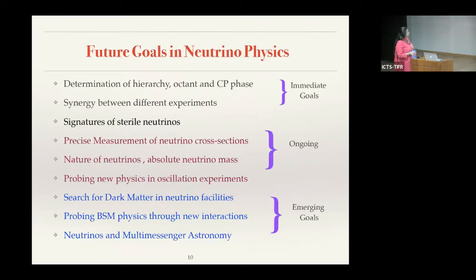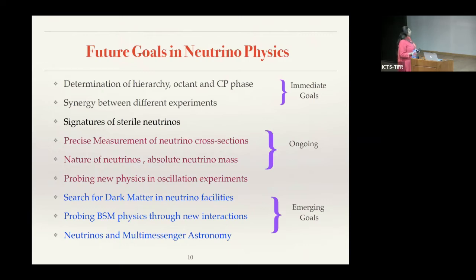So now I go to the future. The immediate goals are determination of hierarchy, octant, and CP phase. There are also studies on synergy between different experiments. There is some indication of a sterile neutrino, so the signature of sterile neutrino. There are also certain ongoing activities, precise measurement of neutrino cross sections, which are very important for getting precision values of oscillation parameters, for instance, nature of neutrinos, absolute neutrino mass.